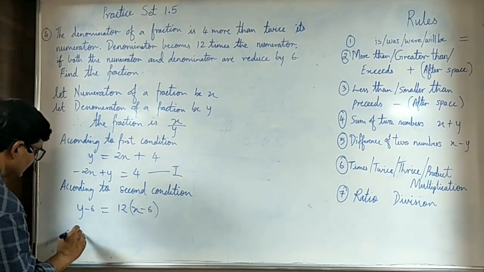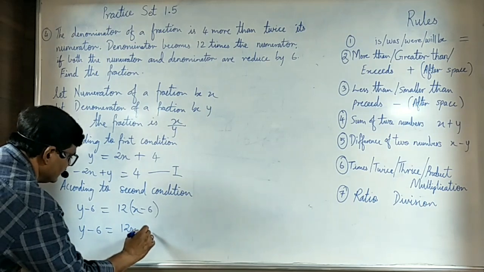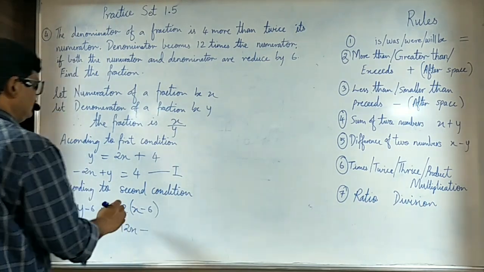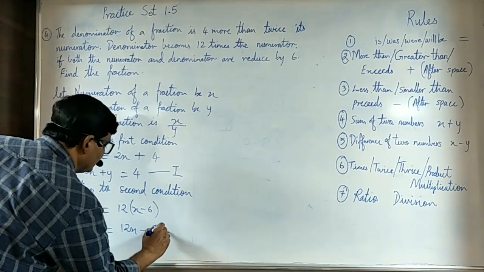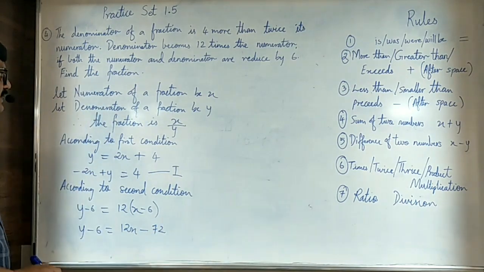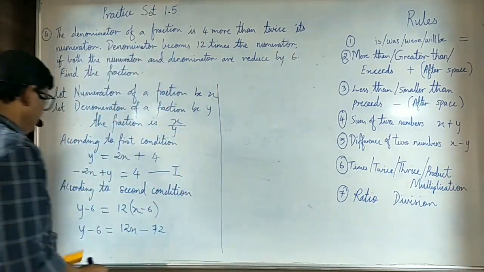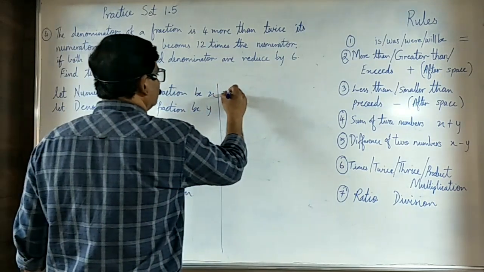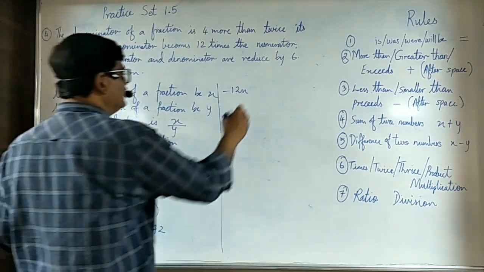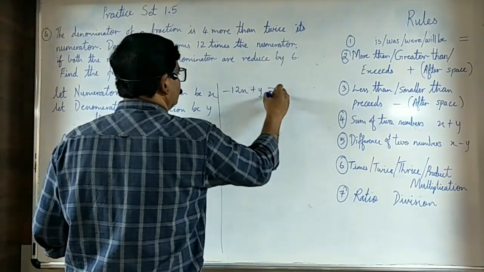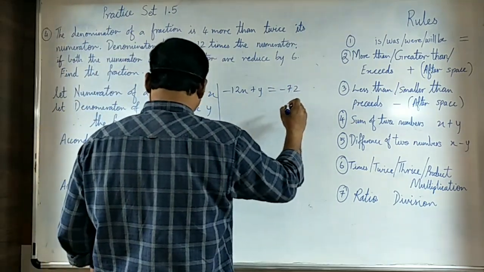So I'll be writing over here y minus 6 is equal to 12x minus, you'll be getting over here, 6 times 12, that is 72. This is how you'll be getting it. Still I have to get it into the standard form. So now I'll be getting over here minus 12x plus y is equal to minus 72 and plus 6.